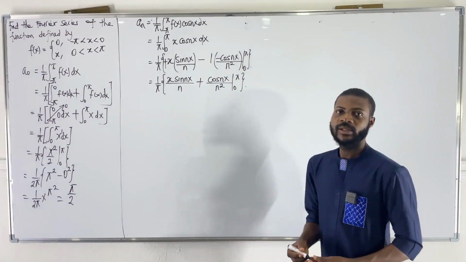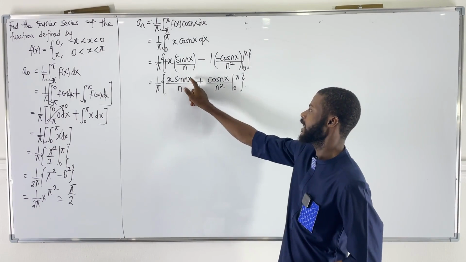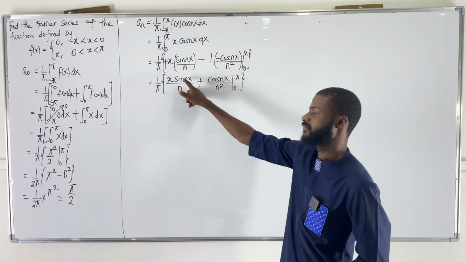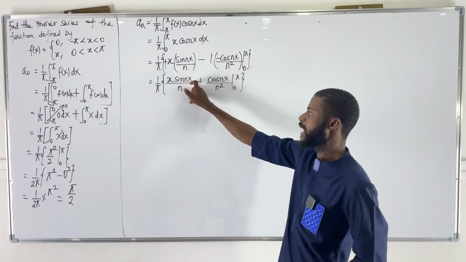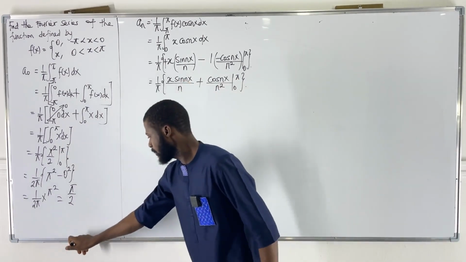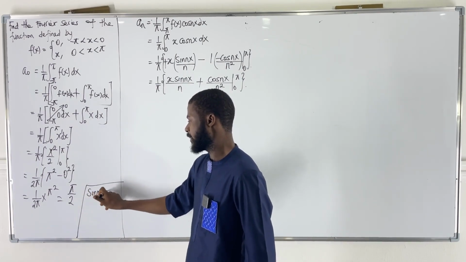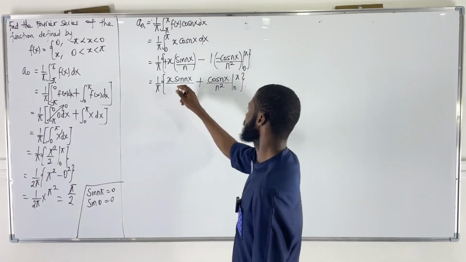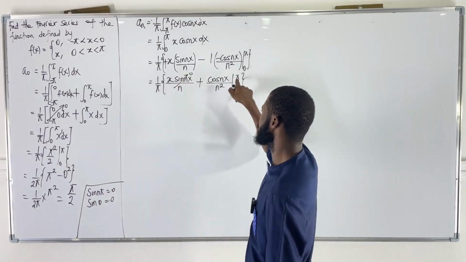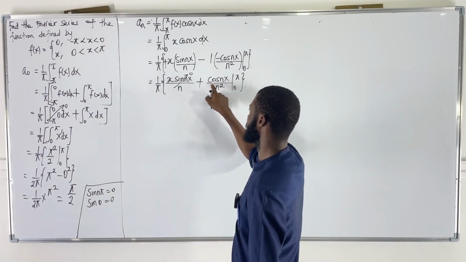All right. Now the thing about sine nx within this interval is the value would always be 0. If we put pi here, sine n pi is 0. Sine 0 is still 0. So basically, everything here will just be 0 because of the interval. So we have only the cosine part.